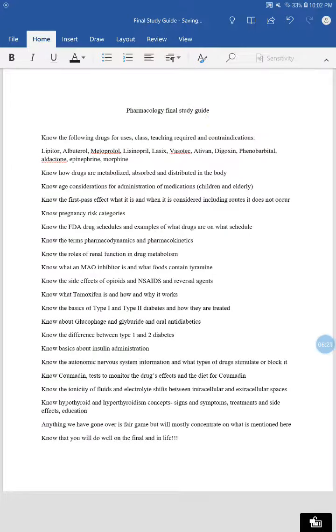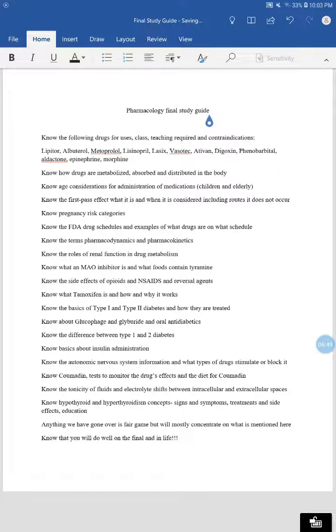And then we also have Coumadin. We want to know what its antidote is, what tests you would use to monitor the drug's effects, as well as what specific diet or patient education you would give regarding the diet when a patient is taking that medication. And what are the signs and symptoms of adverse effects that you want the patient to let you know about if they're having them.